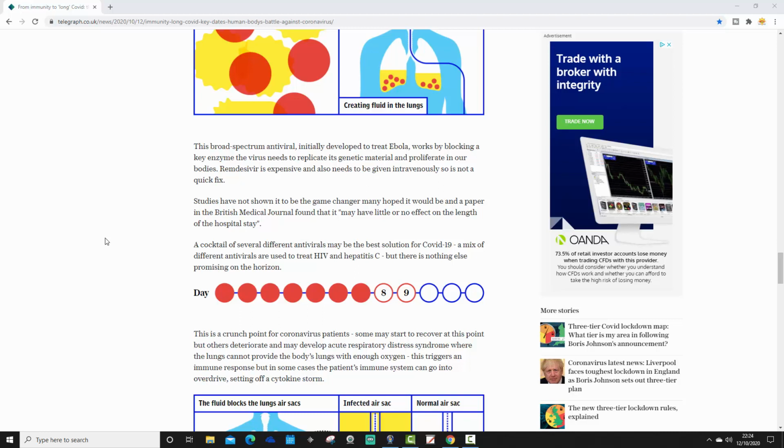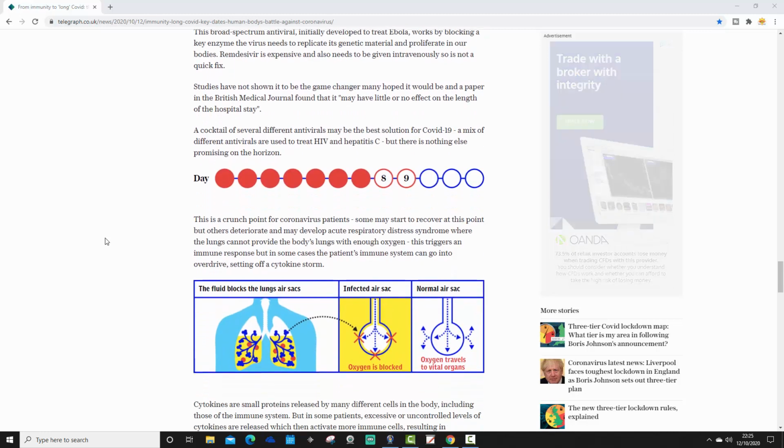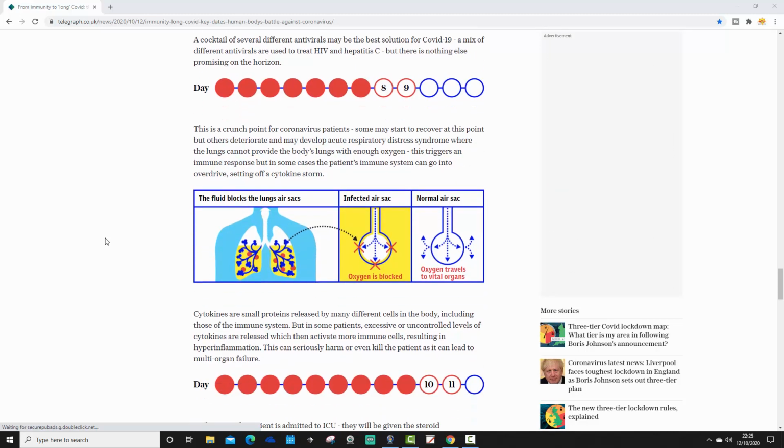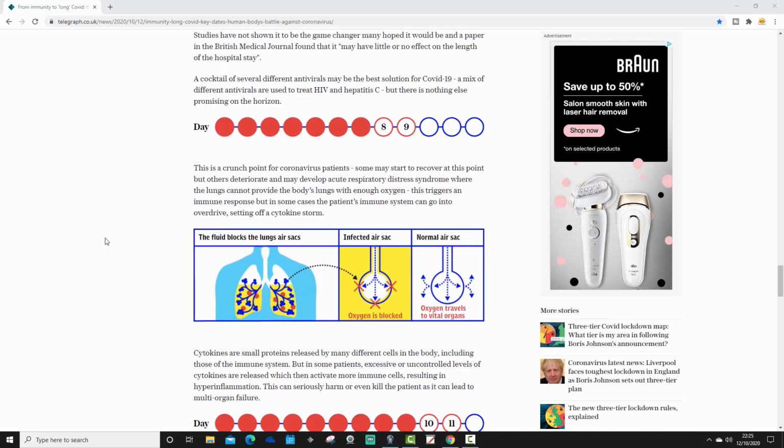Studies have not shown it to be a game changer. Many hoped it would be, and a paper in the British Medical Journal found it may have little or no effect on the length of the hospital stay. A cocktail of several different antivirals may be the best solution for COVID-19. A mix of different antivirals are used to treat HIV and hepatitis C, but there is nothing else promising on the horizon.